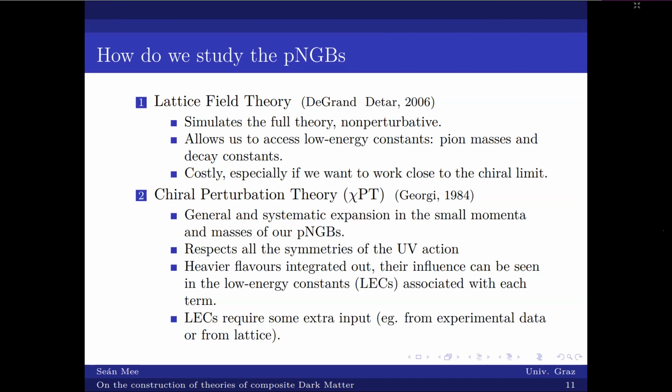So a problem arises when we want to go beyond leading order in chiral perturbation theory, because here the LECs, the prefactors for each term, require some extra input. So for QCD, this has come both from experiment and from the lattice. We don't have the luxury of fixing them through experiment, right? Just lattice field theory, and these are very, very costly to compute. But I'll talk a little more about that later.